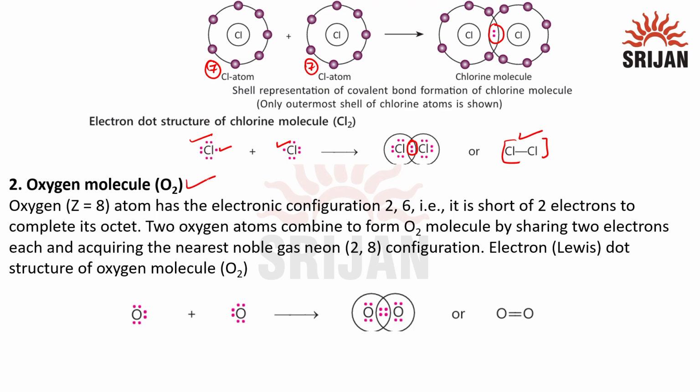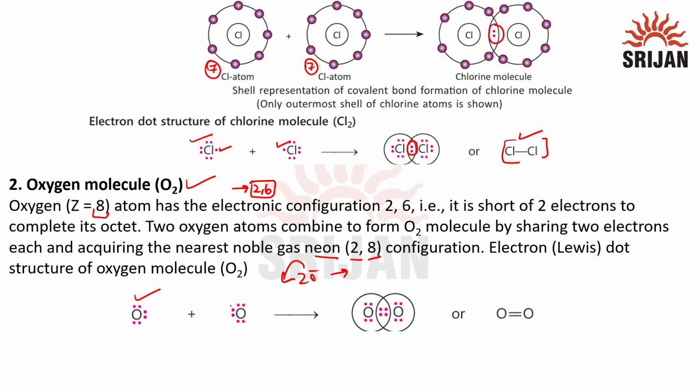Now talking about the formation of the oxygen molecule. The oxygen atomic number is 8, that means its electronic configuration will be 2 and 6, that has 6 electrons in the valence shell. You can see here through the dot structure, it only needs 2 electrons to complete its octet to get the electronic configuration of neon, that is 2 and 8.